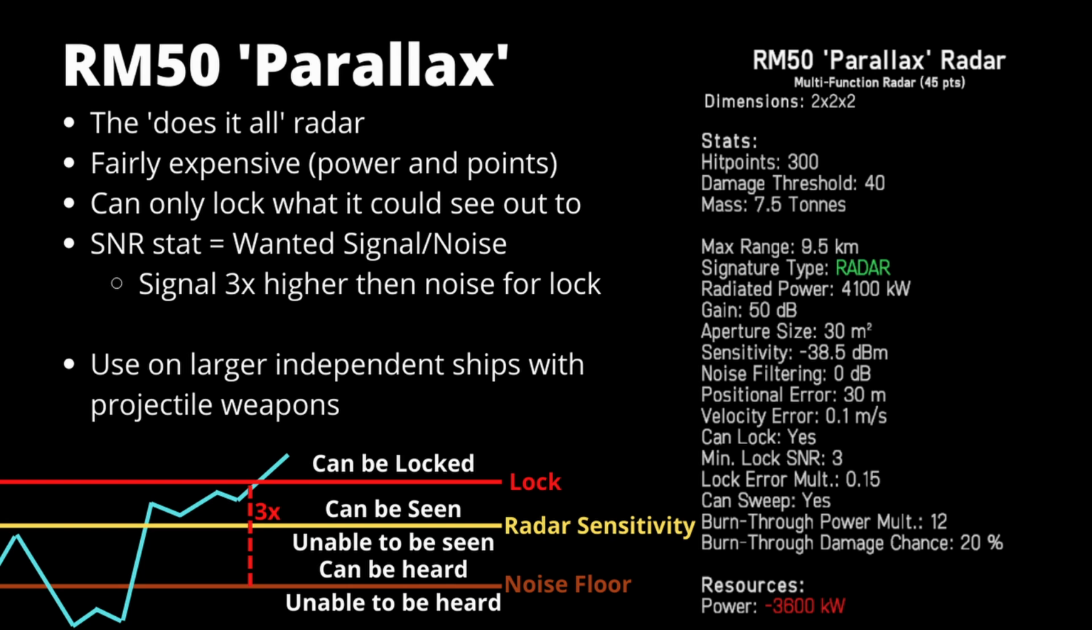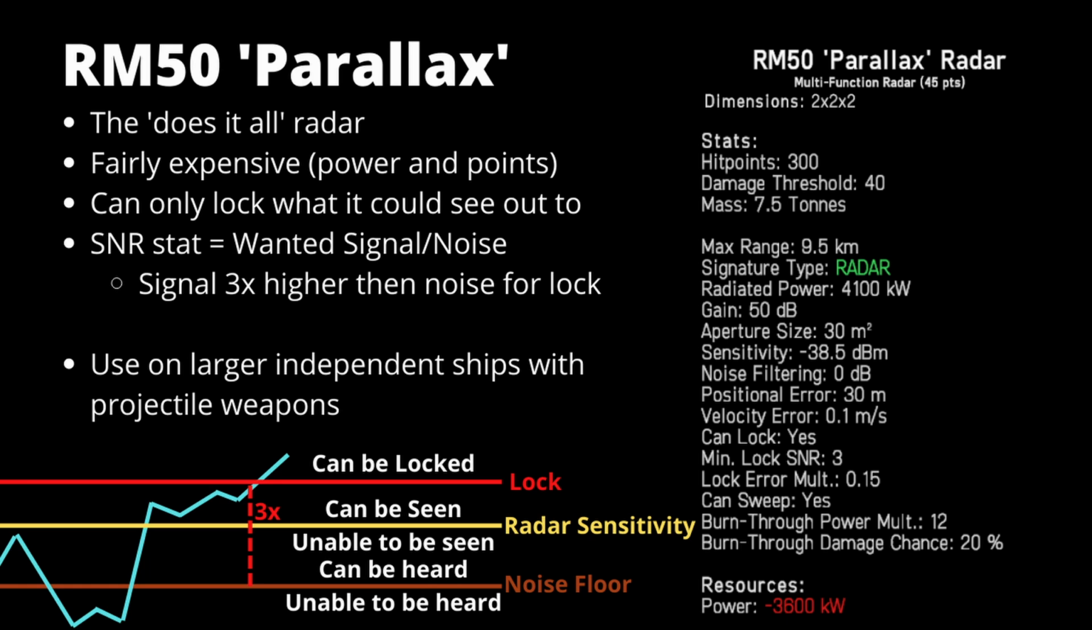So the Parallax radar is basically the does-it-all radar. It is fairly expensive. Its point cost is 45 points, which is almost double that of a Spyglass, and its power is 3,600 kilowatts, just slightly less than the Spyglass again. However, it does allow you to provide both sweeps with a burn-through multiplier of 12, which is really good, and it does provide a locking function as well, so it can lock its own targets that it spots.